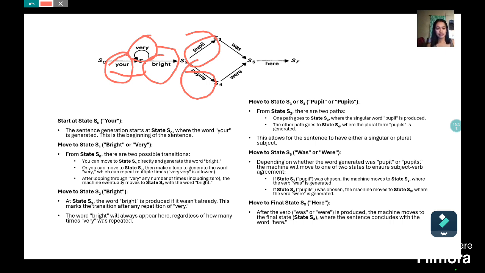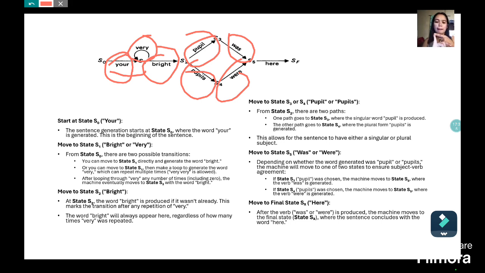This allowed for the sentence to have either a singular or plural subject. Moving to state 5, "was" or "were," depending on whether the word generated was "pupil" or "pupils." The machine will move to one of two states to ensure subject-verb agreement. If state 3, "pupil," was chosen, the machine moved to state 5, where the verb "was" is generated. If state 4, "pupils," was chosen, the machine moves to state 5, where the verb "were" is generated.